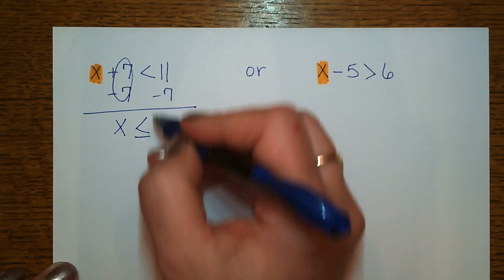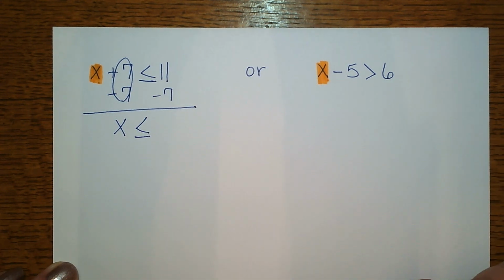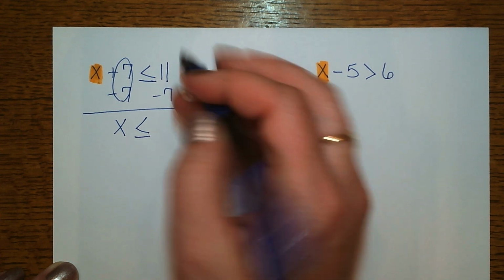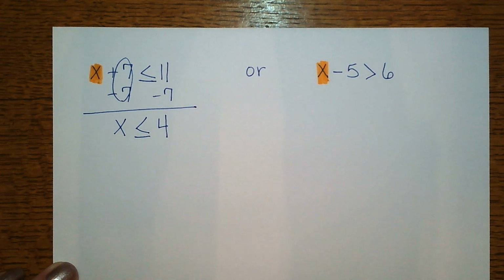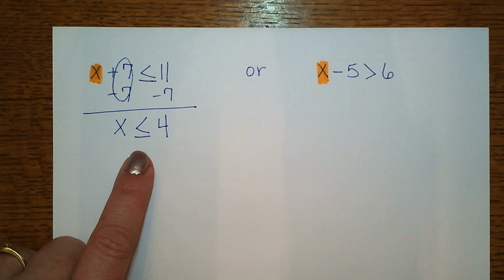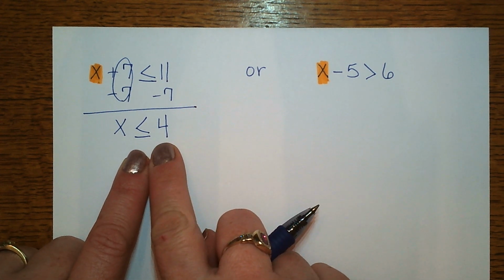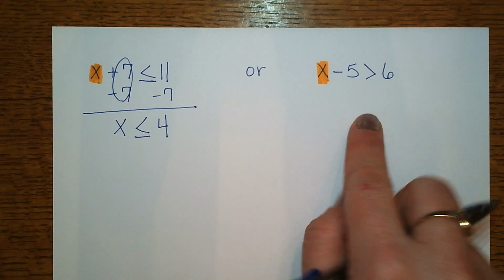Let's put an equal to with this one. 11 minus 7 is 4. Okay, so there's my first half of my answer. I don't have my full answer until I get this side as well.